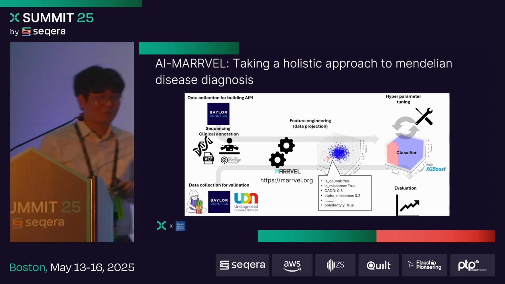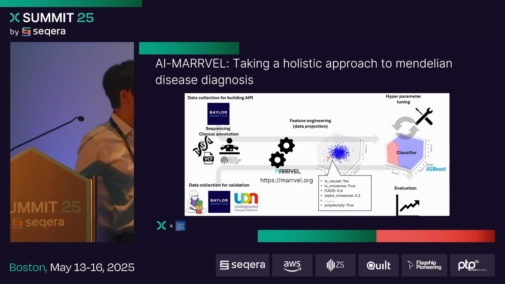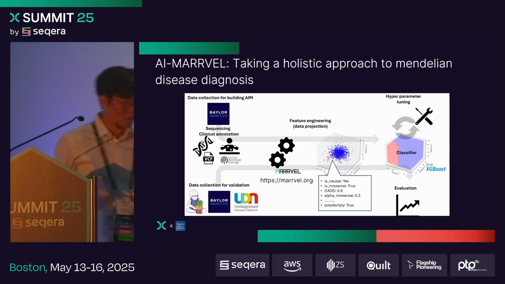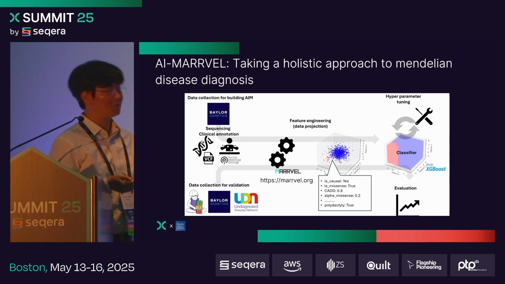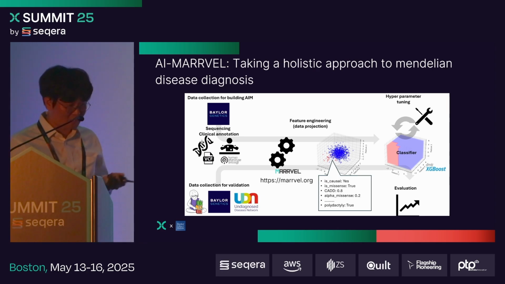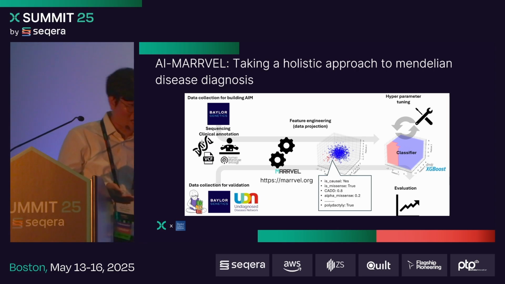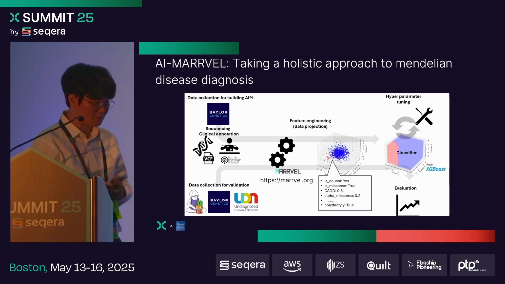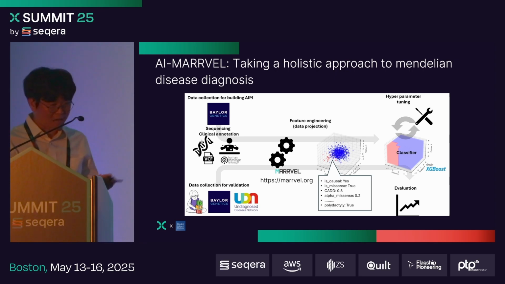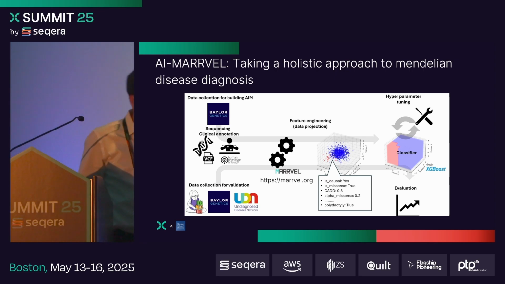Before I share my story, I'll briefly introduce what AI-MARRVEL is. Basically, this is a tool to identify causal pathogenic variants or genes associated with some human phenotype or symptom. It's specialized for Mendelian disease, and it's a pipeline that takes a VCF and a list of HPO terms.